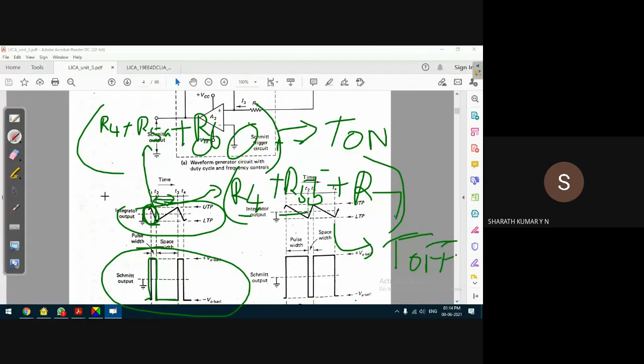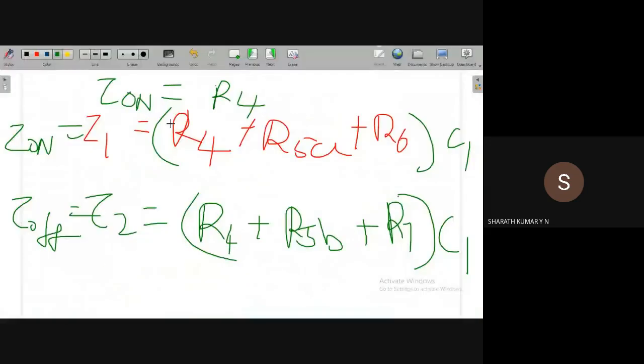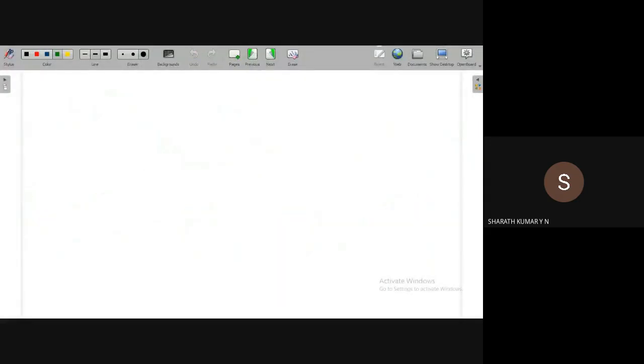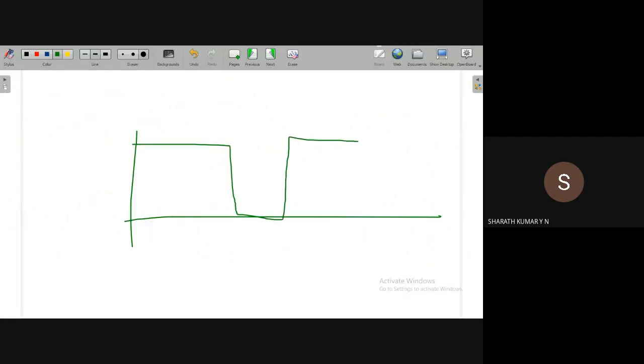The bottom line is very simple. If R5A is very large, then the turn off time decreases. In other words, if R5B is very large, the turn off time increases. What we have to understand here is that we are keeping R4 constant. So ultimately, keeping the frequency constant, we can achieve two things. This is one possibility, and the other possibility is something like this.